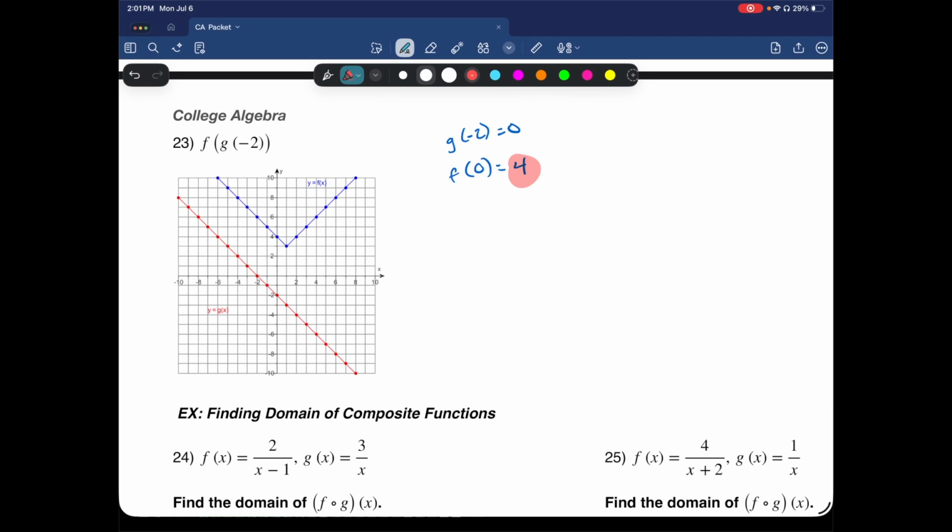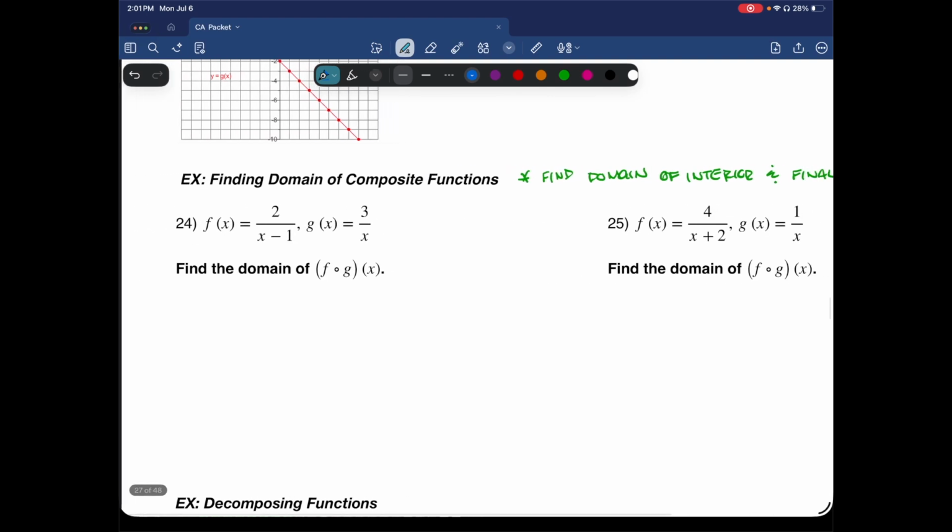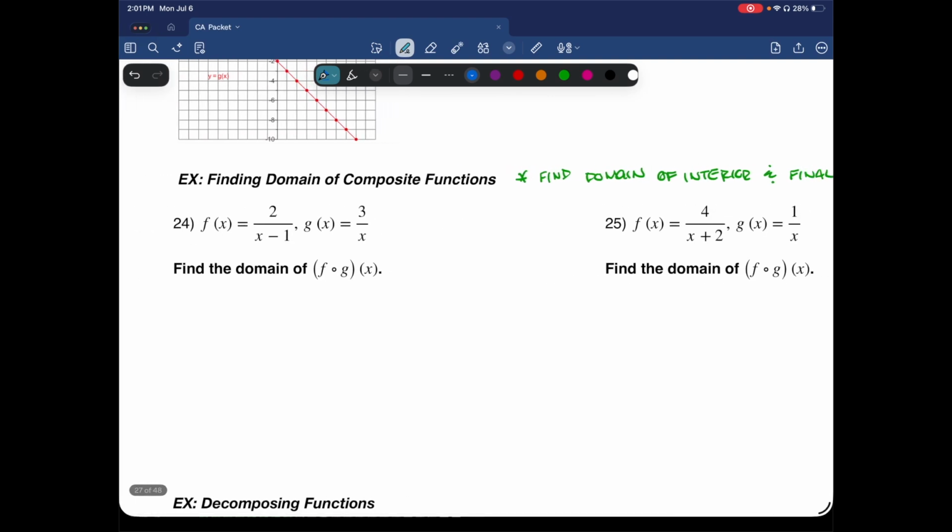All right. Find the domain of composite functions. Okay. So on 24, g is my interior function. So I got f of g of x, which means to find the domain of the interior function, I need to find the domain of g. All right, so the domain of g is going to be x does not equal 0.